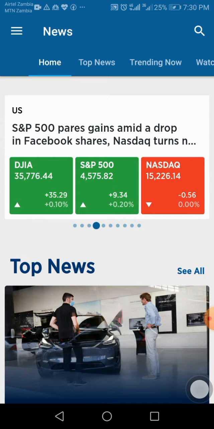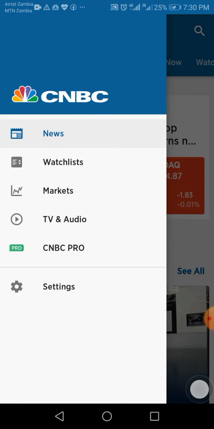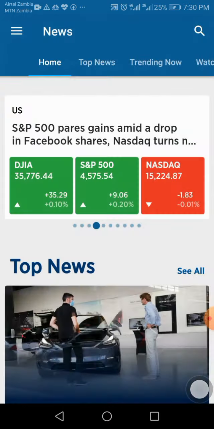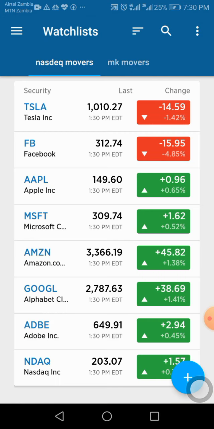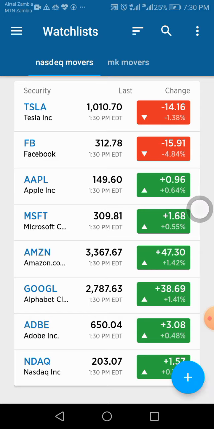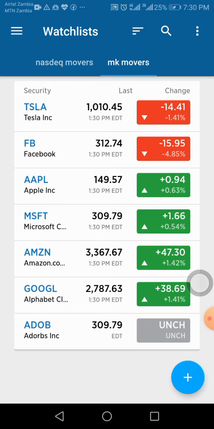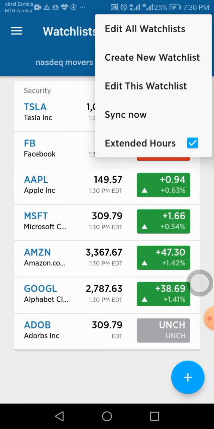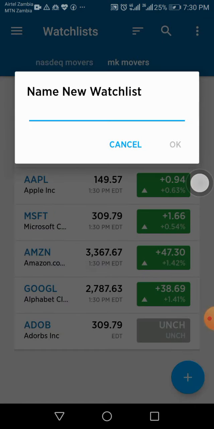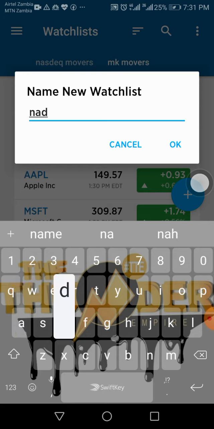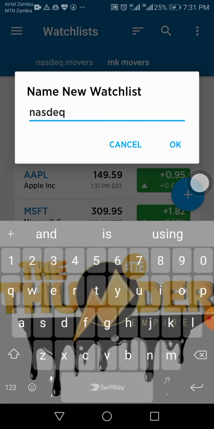Immediately you have the application, you need to come to the 3 lines above here, and then you come to where it says watch lists. Immediately you click on watch lists, it's not going to look this way, but you need to make sure that you create your own watch list. I'm just going to give you an example of how that is done. This is how you create a watch list. Say create new watch list, as you can see there. Let me name this one the Nasdaq movers.